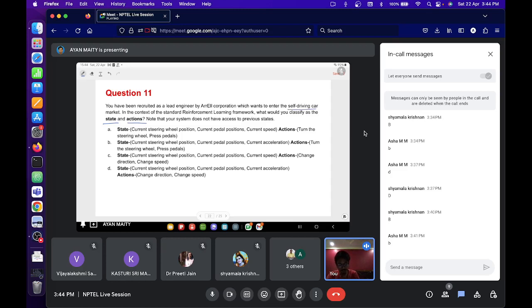And note that the system does not have access to the previous states. So we are using a Markov decision process. In Markov processes, it only has access to the current state, not the previous states or history of states. So what should be the states and actions? There are four options.